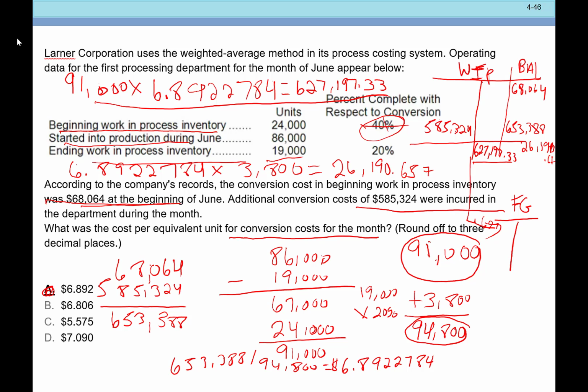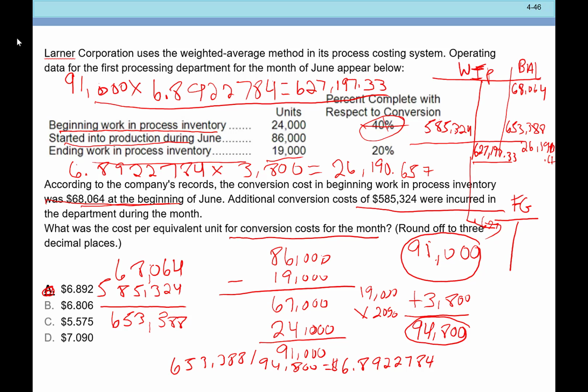So you wouldn't do the 94,800 times 6.89, or the 91,000? No. 94,800 is the sum of the units that got transferred plus the equivalent units of 3,800. But that's not what's left in work in process. Those units are still left in work in process, aren't they? I just gave myself credit for how much work I had done on them in this period, but they're not finished goods. I'm not assuming that I transferred them out. I'm saying they're still in work in process and they're this far done.